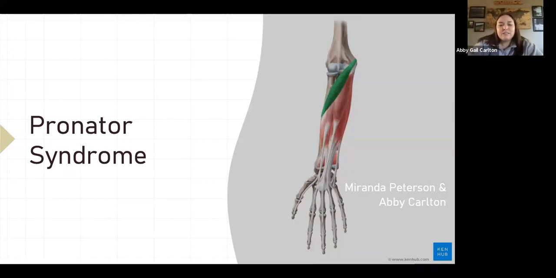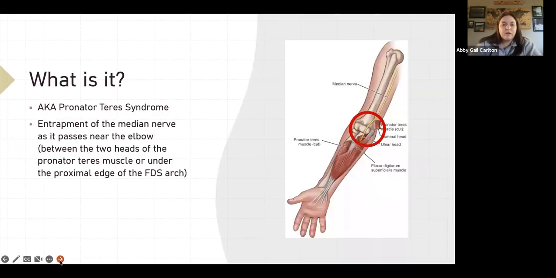Okay, so our presentation is on pronator syndrome. Pronator syndrome is also called pronator teres syndrome, and it's entrapment of the median nerve as it passes near the elbow, specifically when it passes between the two heads of the pronator teres muscle or under the proximal edge of the flexor digitorum superficialis arch.